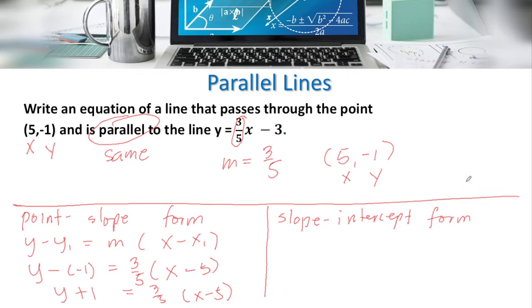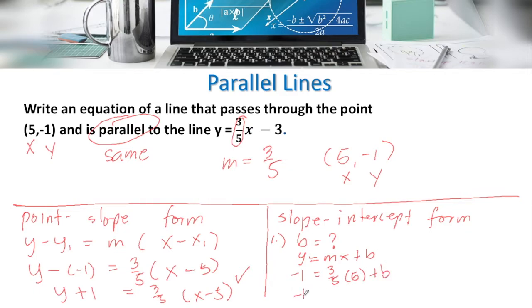Okay, so first, just like what we did last time, find for b. Or you can just rewrite this. So for b, we will use the slope and the x and y. So this is y equals mx plus b. Y is negative 1. The slope is 3/5. And x is 5. So let us find for b.